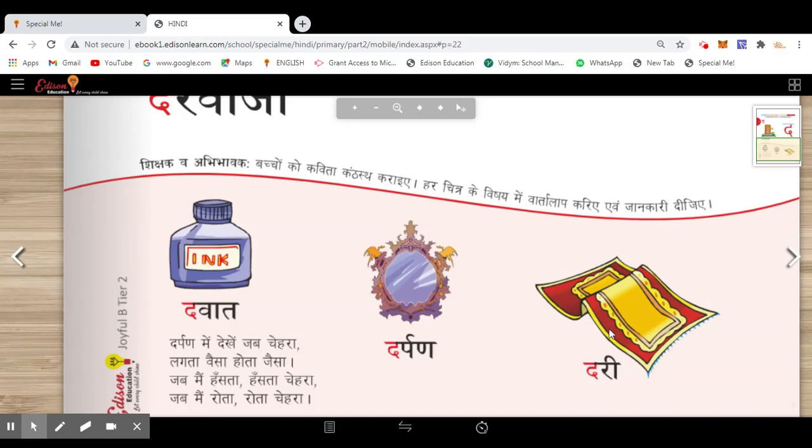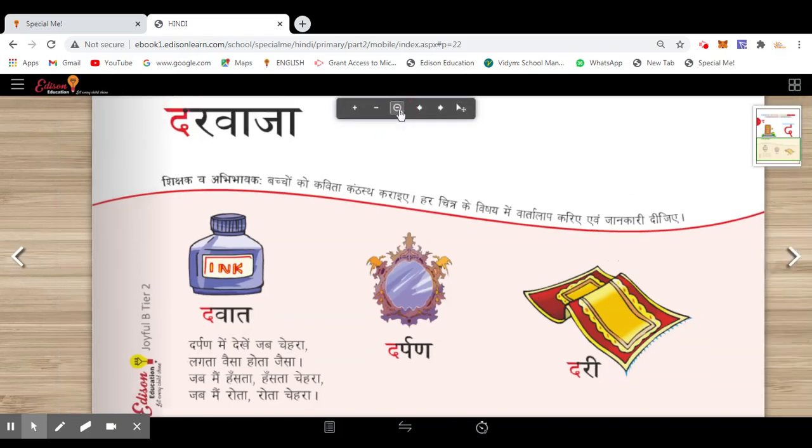What is this? Da se dari. Da se dari. Now let's recite the rhyme. दर्पण में देखें जब चेहरा, लगता वैसा होता जैसा. जब मैं हंसता हंसता चेहरा, जब मैं रोता रोता चेहरा. So students, you have to practice reciting rhyme also, right?